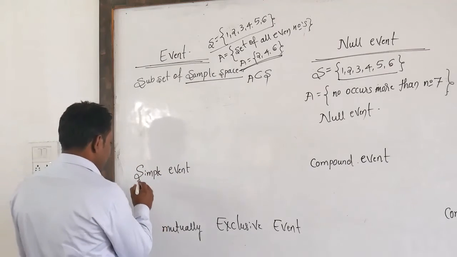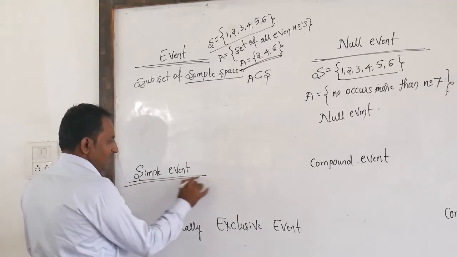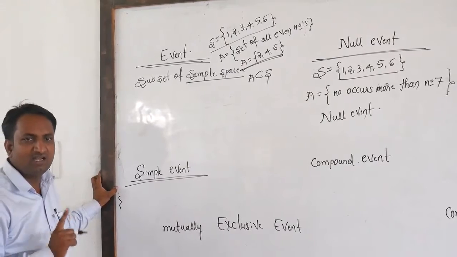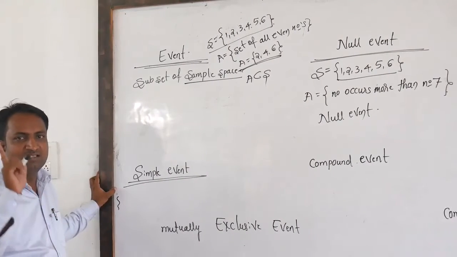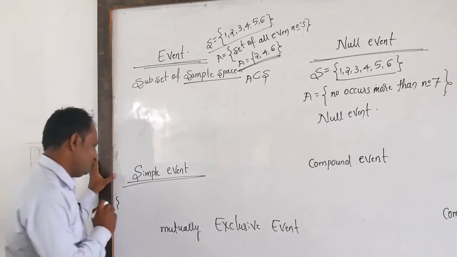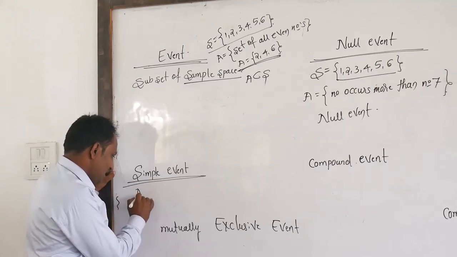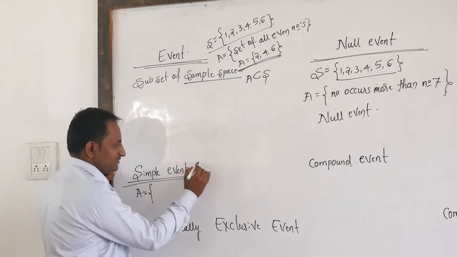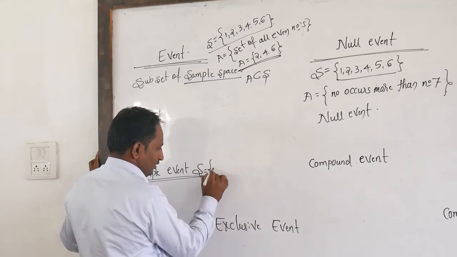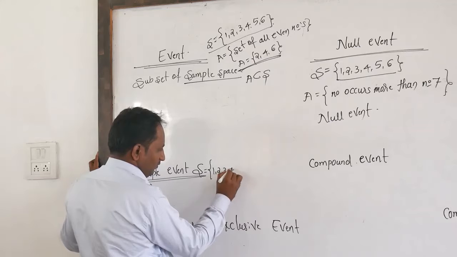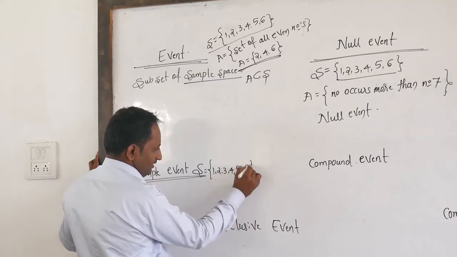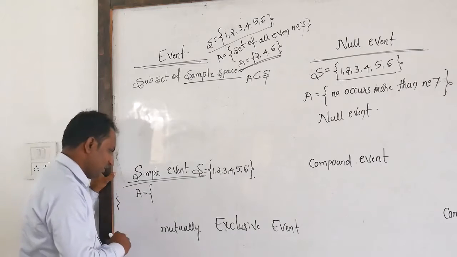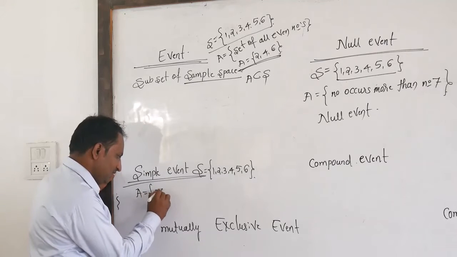Then simple event: an event containing only one term is a simple event. For example, consider an event A. Consider the sample space S equal to {1, 2, 3, 4, 5, 6}. Here this is the sample space. Consider one event, that is an even prime number.